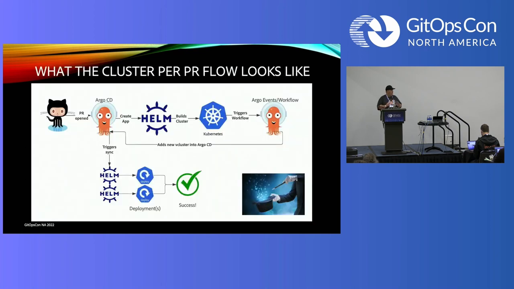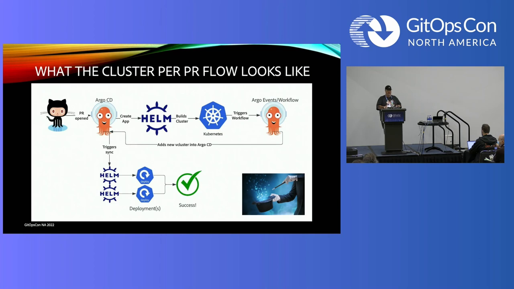So what we're talking about here is a flow that looks something like this. A PR is generated, and at that point, Argo CD detects it. It then creates an app because we're running the application set with the PR generator. It launches a Helm chart that builds the cluster, because that Helm chart is using the cluster API to build Kubernetes clusters. So that gets applied to Kubernetes, it builds it.